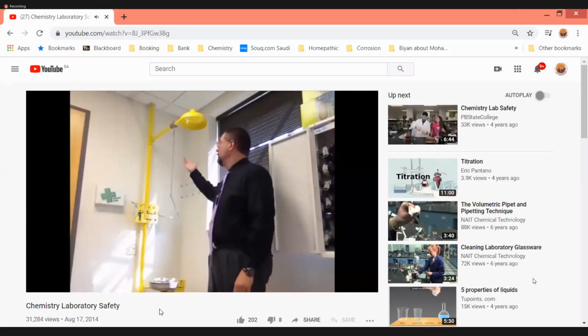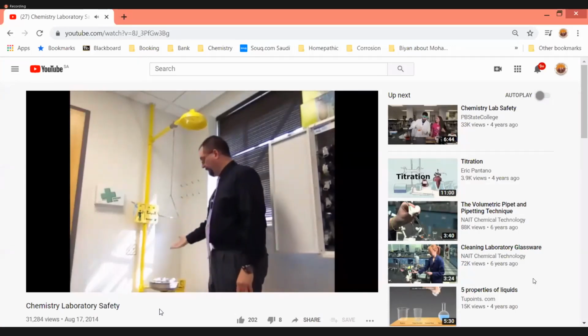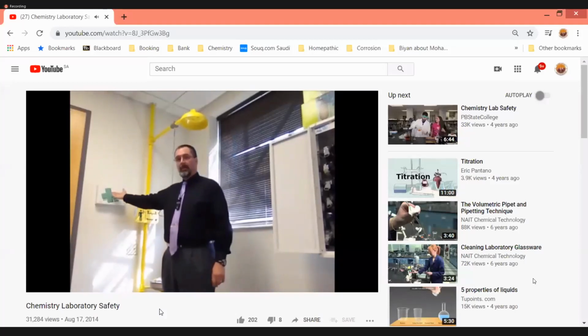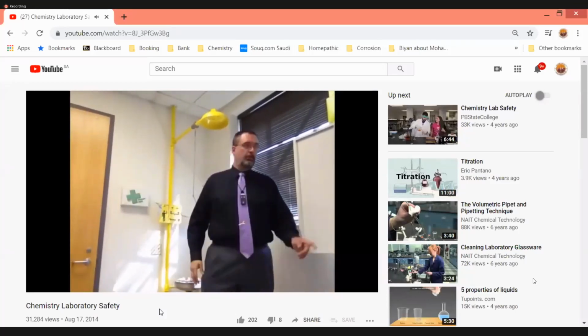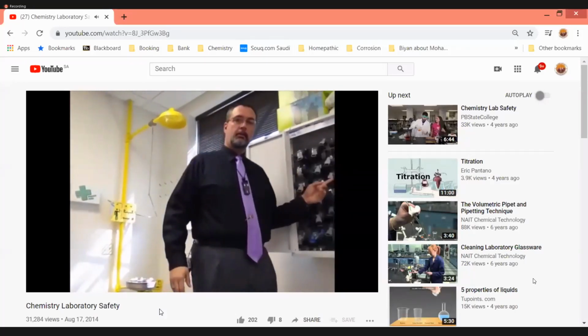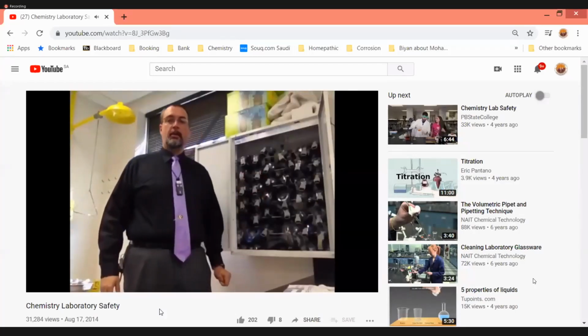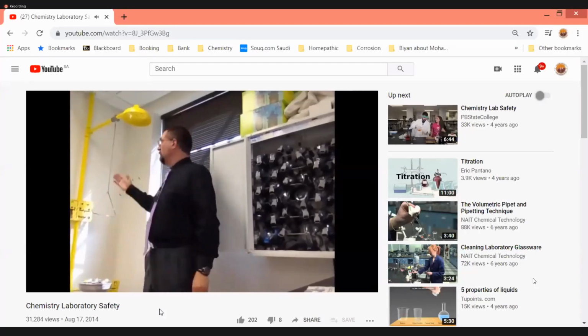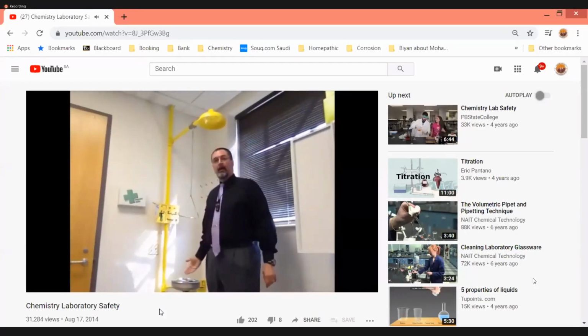What you see here? Yes, it's clear. An eye wash, first aid kit, and just over here is the goggles cabinet, safety goggles cabinet. We already talked about wearing your safety goggles, but let's take a look at our safety shower and eye wash.